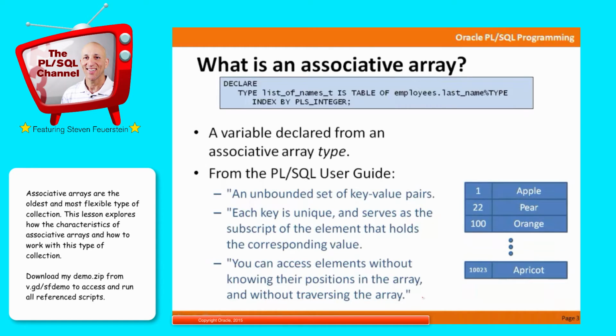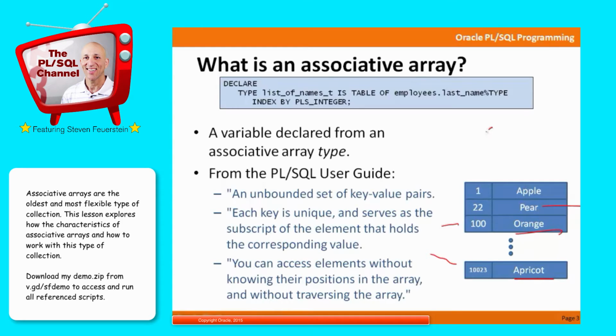Well, essentially, what it means is that when you declare an associative array, you specify the indexing, in this case, indexing by integer, and you specify the data type of the element. Now, what you see here is a diagram of a list of strings. Index value 1 has the value apple in it. Index value 22 has the value pear. Index value 100 has an element orange. And index value 10,023, the word apricot.